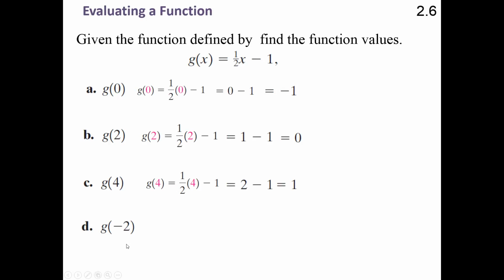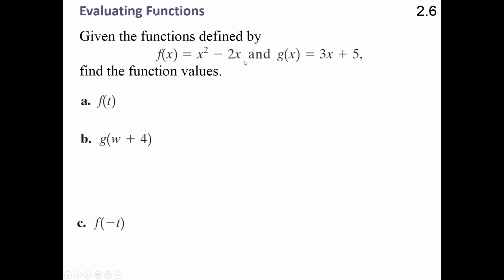The last case here is g of -2. And like all the other cases, we'll multiply by 1/2 and subtract 1. So g of -2 will be 1/2 times -2, subtract 1. So that's -1 minus 1, or -2. So -2 gets mapped to -2 under g.